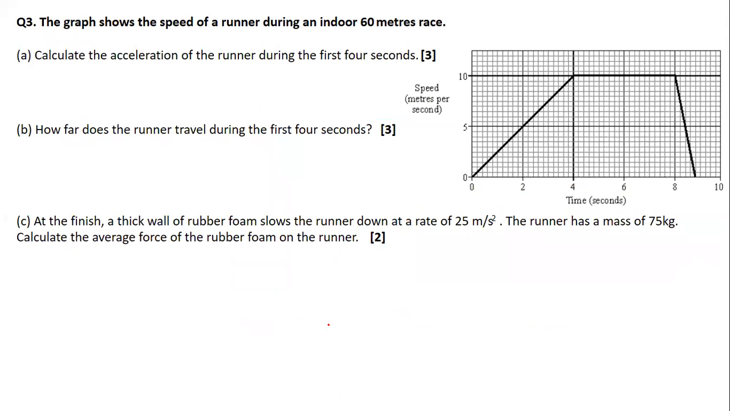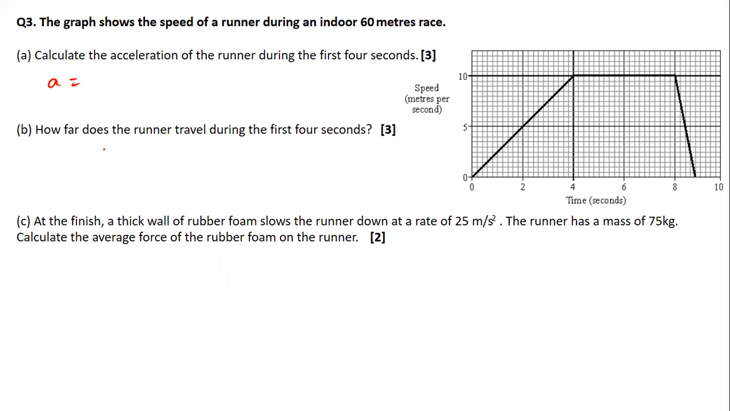Okay, now let us move on to the next one. The graph shows the speed of a runner during an indoor 60 meters race. Calculate the acceleration of the runner during the first 4 seconds. What is the definition of acceleration from the graph? It would be speed by time. Is it just speed by time or difference in speed by time? Difference in speed by time. Can you tell me what is the value now? It'll be 2.5 meters per second square.